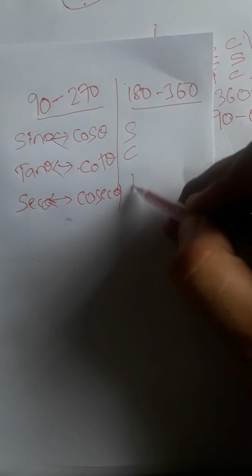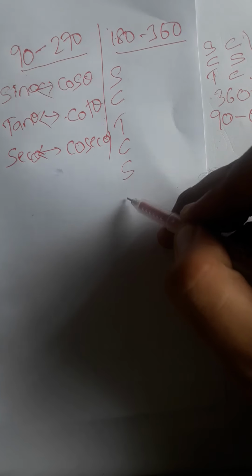In the same way, at 180 and 360, sine, cos, tan, cosec, sec and cot: sine changes to sine only, cos changes to cos, and so on. No one changes. It will be the same. Sine will be sine, cos will be cos. Only it changes at 90 and 270. Okay. Now we'll see an example.